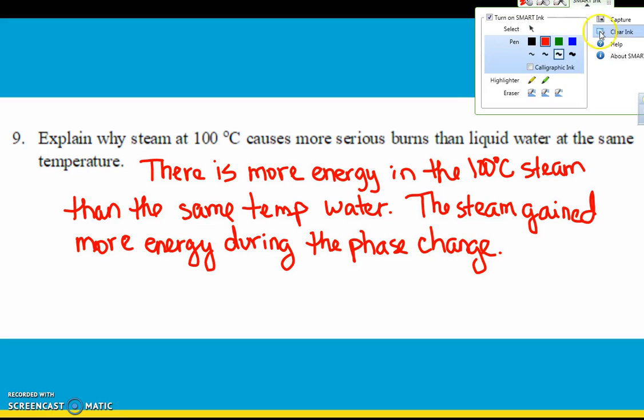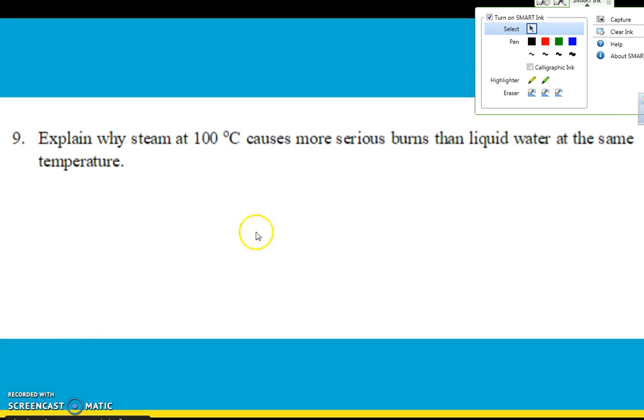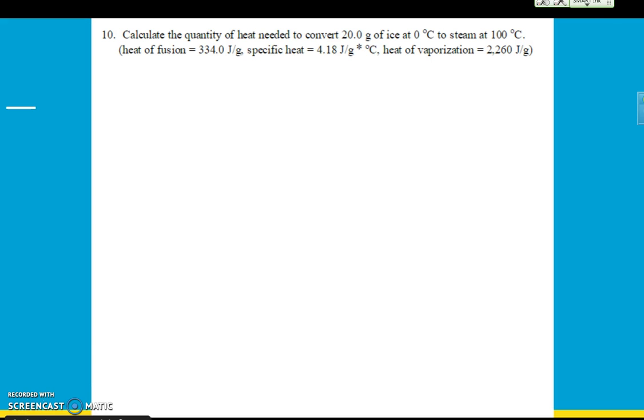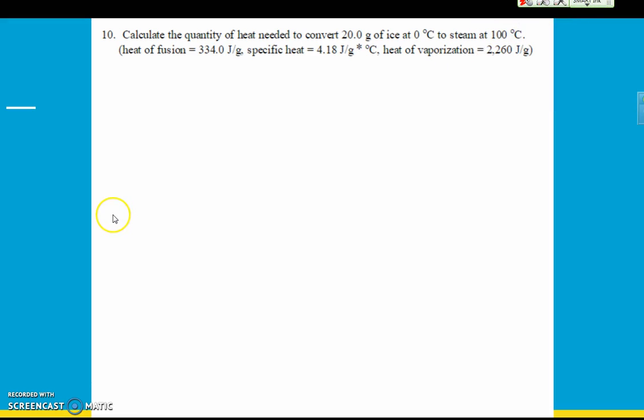The final question is a pretty lengthy calculation. And we're going to just do this whole one together. So in Chem 1, we learned about heating curves, and they are something that looks like this.